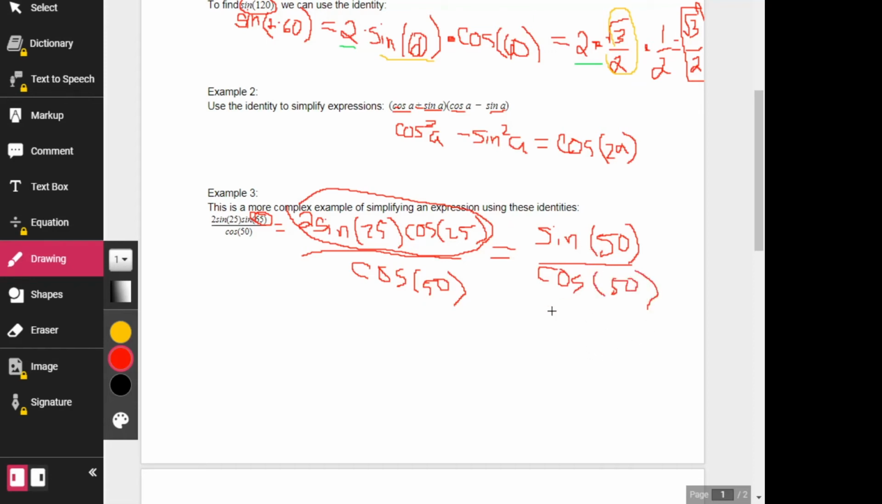And then this I can reduce even more, because sine over cosine, if they're the same argument, is going to be tangent. That's tangent of 50.